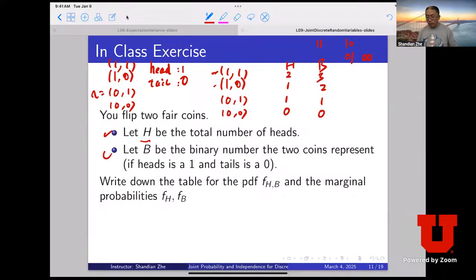Okay, great. So now let us try to figure out the joint PDF for H and B. As we mentioned, the joint PDF is the joint probability of two events. One event is H takes a particular value. The other event is B takes a particular value.